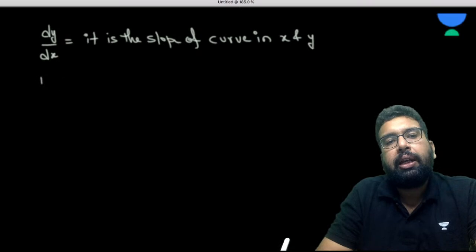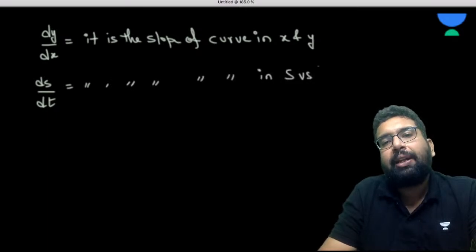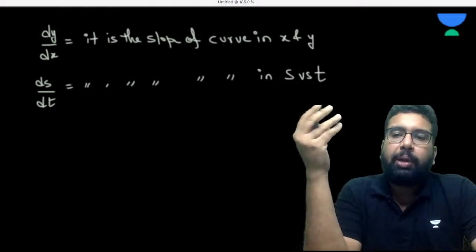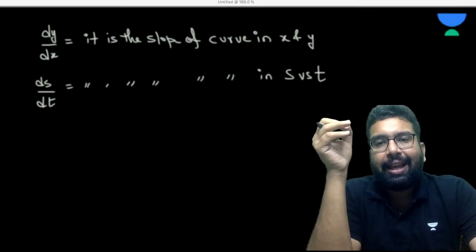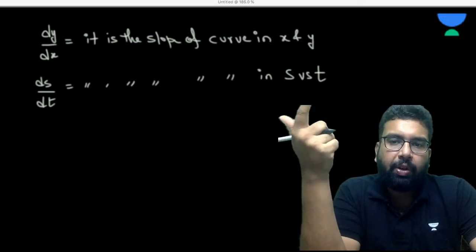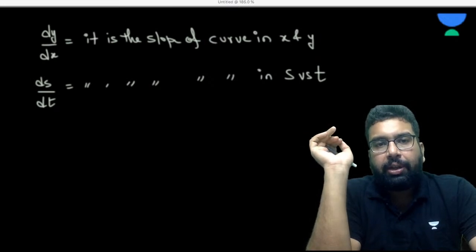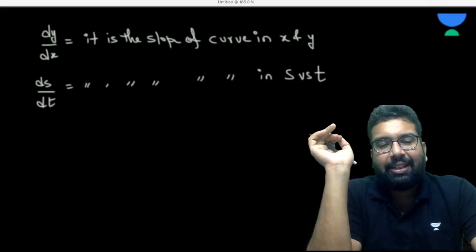Now similarly, ds by dt is the slope of the curve in the s versus t diagram, isn't it? S for displacement, t for time. This is the normal nomenclature we use. What do we use, sir? We use s as displacement, t as time, v as velocity, a as acceleration. Understood? So ds by dt is the slope of the curve in the s versus t diagram.